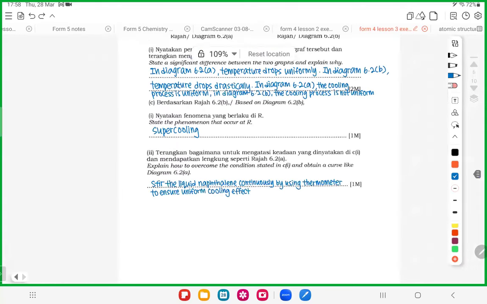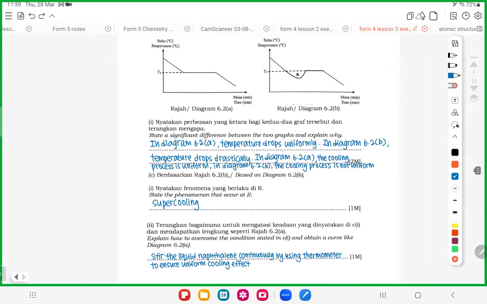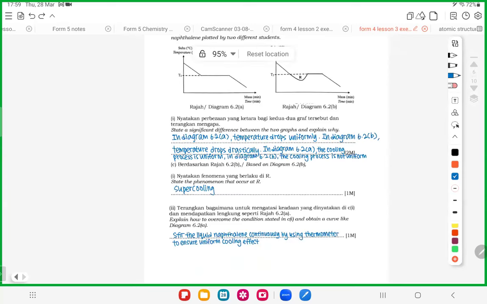So guys, let me know in the chat box, are you okay with this question for supercooling? Are you okay with this particular question? Okay, so we are done with this. Now we are all done with the cooling curve.